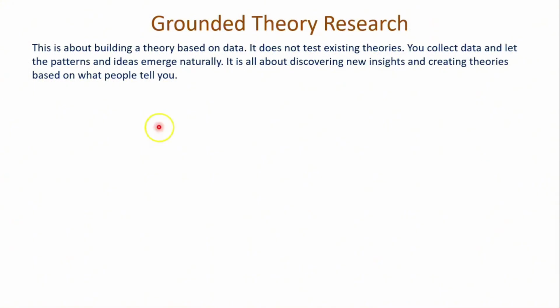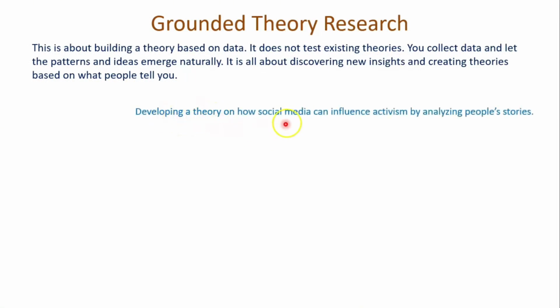Is that okay? So let's take some examples. For instance, maybe a researcher in social science developed a theory on how social media can influence activism by analyzing people's stories. He will analyze people's stories. Then from their stories, he's going to develop a theory on how social media can influence activism. Another example is creating a model. We deal with models in economics and business. We'll be saying models. So when you create a model on how small businesses survive during tough economic times, that is grounded theory research.